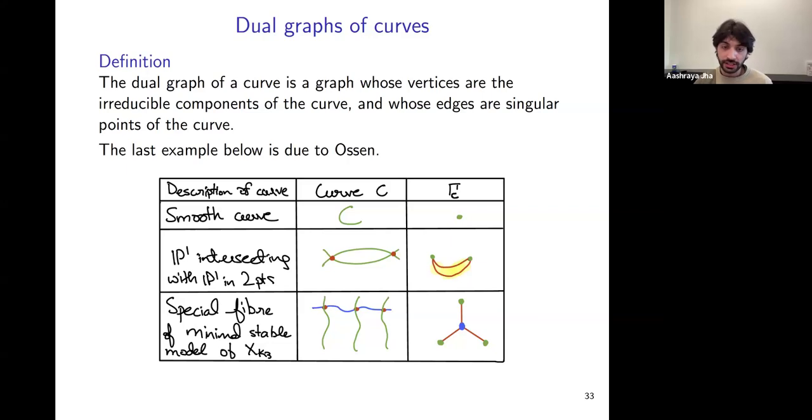If I have two P1s intersecting in 2 points, this is called a banana graph by Dogra and Betts. So you get the corresponding dual graph, which has been conveniently colored in yellow. And the graph we'll actually care about is the special fiber of the minimal stable model of our curve at the completion of K at the ramified prime above 3. So it's got 4 components, and one of them intersects the other 3 transversely. So you get the following dual graph. The green components go here and the blue component in the middle, and it intersects them at these red points. So these are the edges. These green components are elliptic curves, and the blue one is a P1. I'll discuss this in more detail in a bit.